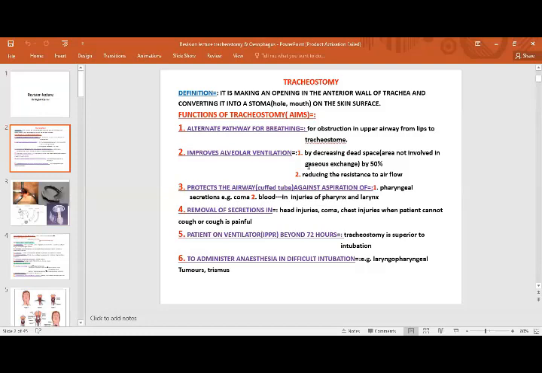The next one is when the patient is on the ventilator. If we need to keep the patient on a ventilator beyond 72 hours, then we need to do the tracheostomy instead of intubation. Another factor is to administer anesthesia in difficult intubation. For example, laryngopharyngeal tumor, trismus, or severe trauma of the face or mandible, where it is very difficult to introduce endotracheal intubation, then tracheostomy is the preferable procedure.